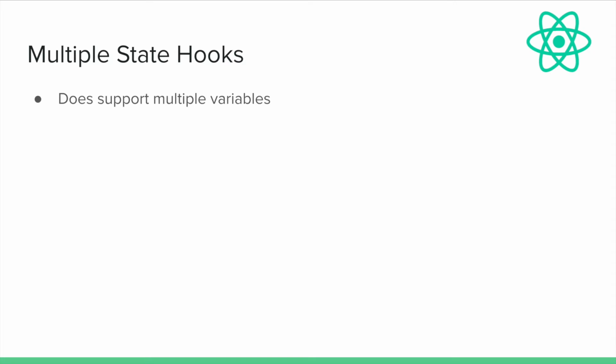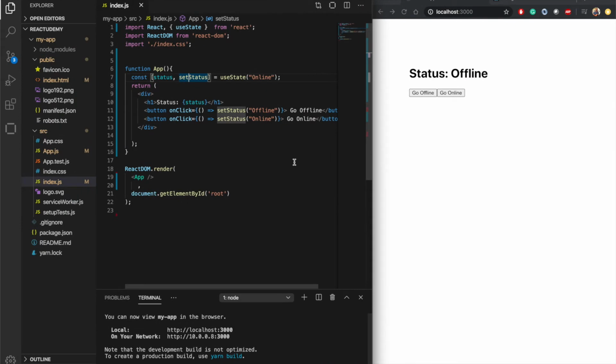The problem is you don't want to save all your state information inside one, and you can create multiple state hooks depending on how many variables you want to save. So it does support multiple variables. So let's try it out on our own.